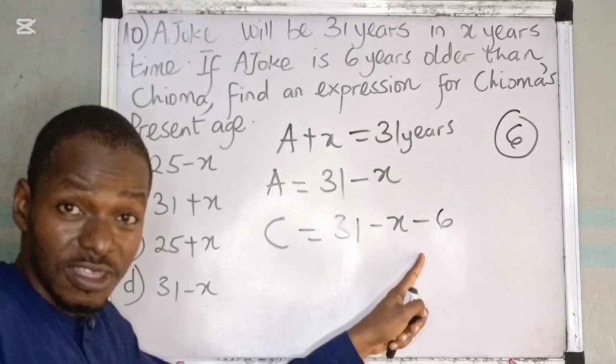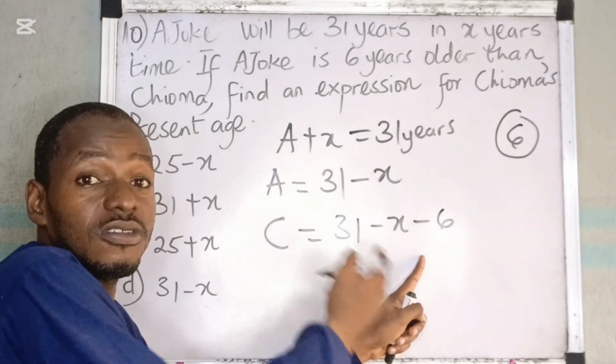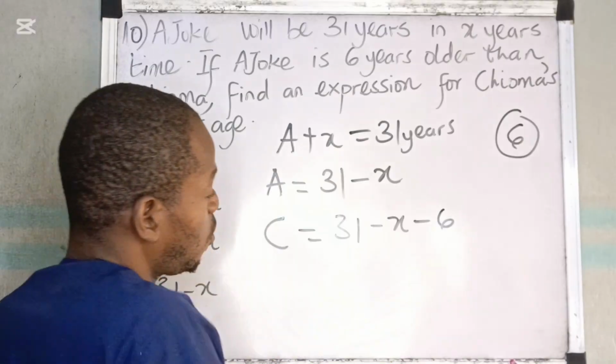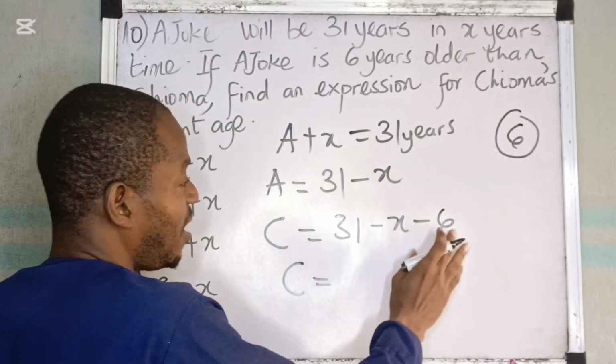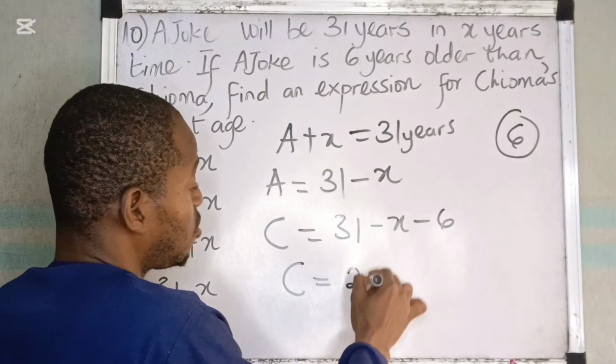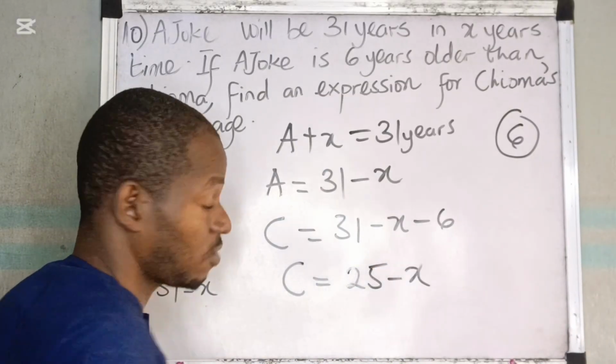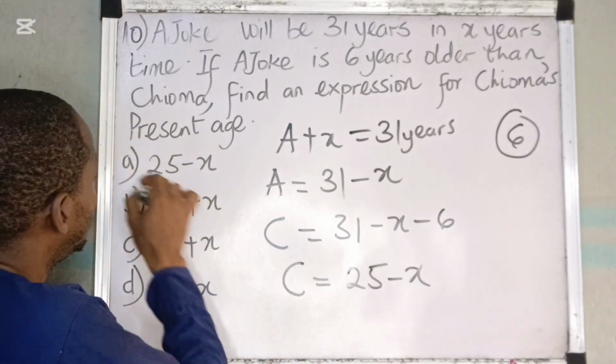Because Ajoke is 6 years older than Chioma, that means Chioma is 6 years younger than Ajoke. So the expression for Chioma's age will be 31 minus 6, that's 25. That's 25 minus X, which is option A.